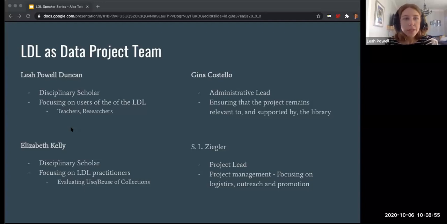Gina Costello is our administrative lead on the team. She's tasked with ensuring that the project remains relevant to and supported by the library. And we have SL Ziegler. They're our project lead, working on project management, focusing on logistics, outreach, promotion, keeping us all wrangled together.